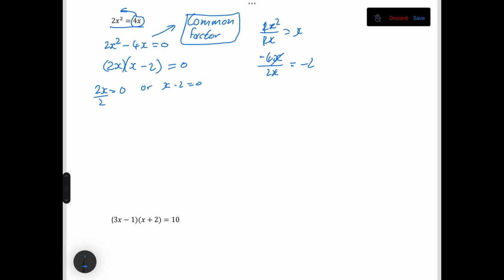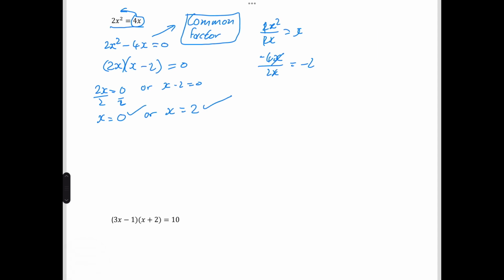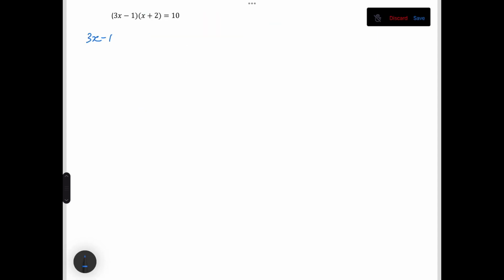So now we divide by 2 on both sides. X is therefore equal to 0, or x is equal to 2. And there we go. There's my two answers. Now this one, I could use a common factor. So I'm teaching you all the different types of quadratic functions. And now we have this here.